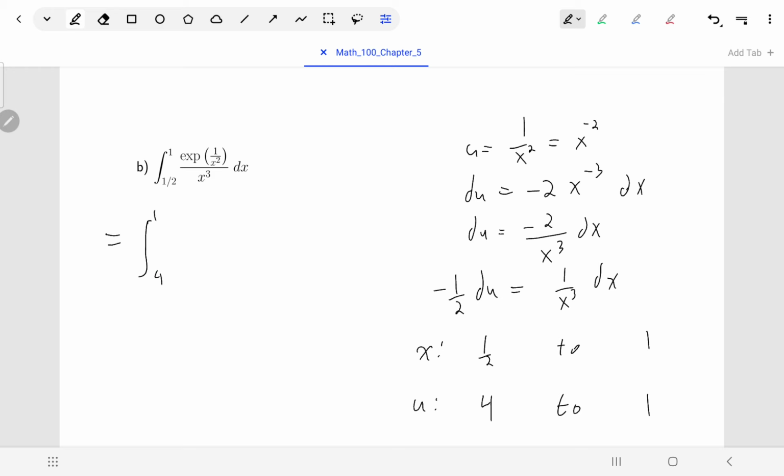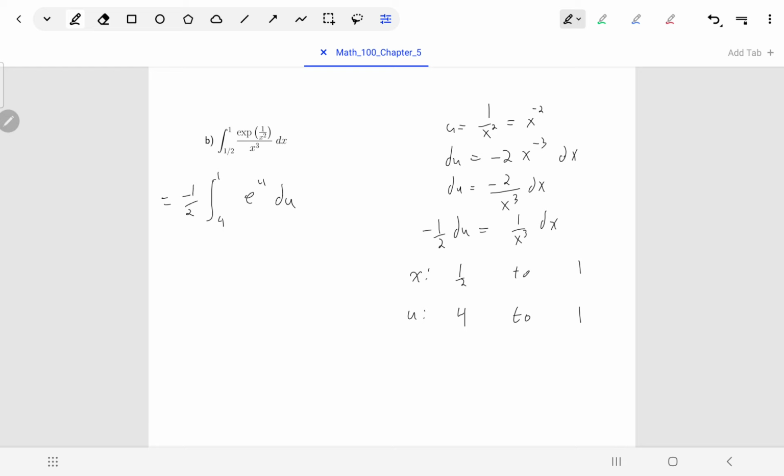4 would be where we start and 1 would be where we end. So although that might feel a little unnatural to you right at this moment, that is exactly what we'll need to do. We'll be going from 4 to 1, and we'll be looking at our definite integral of, instead of e to the 1 over x squared, it would be e to the u. The over x cubed dx is being taken up with negative 1/2 du. And now we're ready to go.